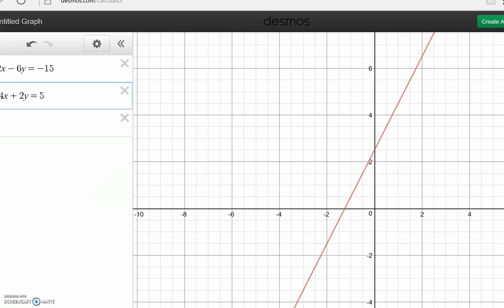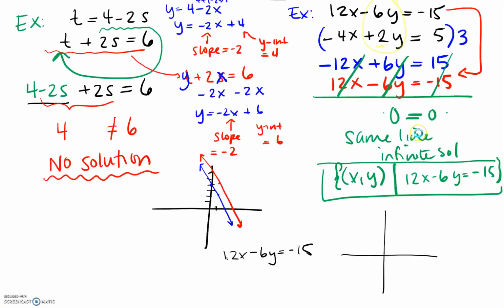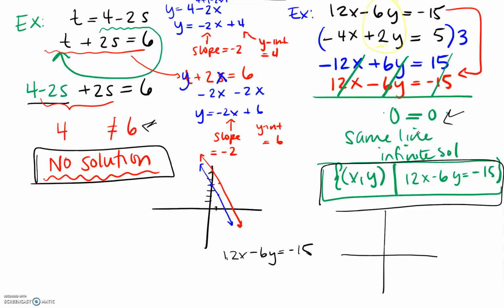Desmos is also a great way to double check all your answers when you're doing your WebAssign, and visually just see that what you're doing with your algebra is working out. So hopefully that helped a little bit. For both of these versions, what's going to happen, all of your variables will cancel and you'll just either get an untrue equation, which means you have no solution, or you'll get a true equation, which means you have the same line and there's actually infinite solutions.